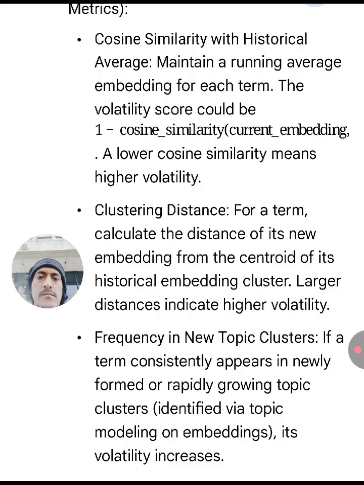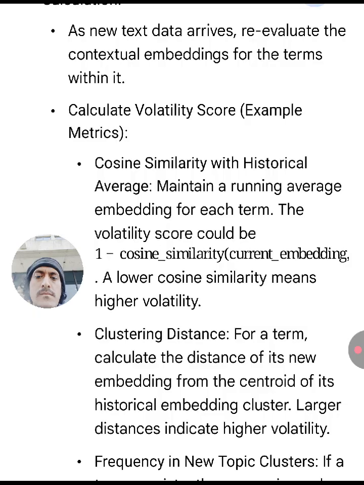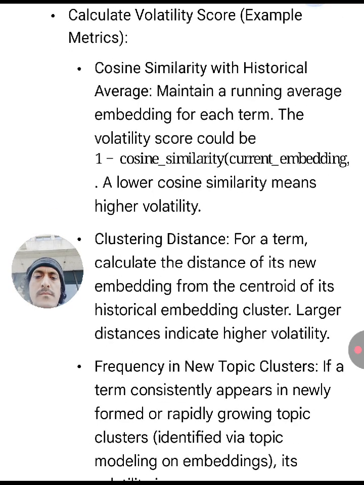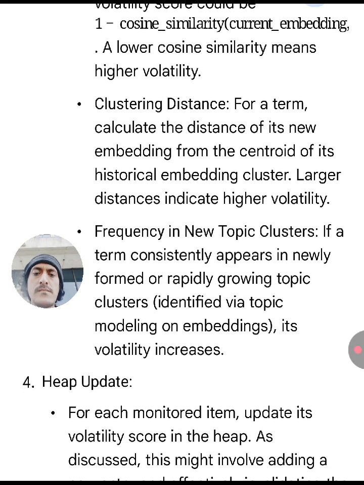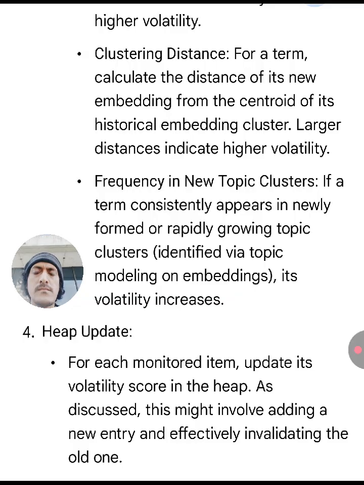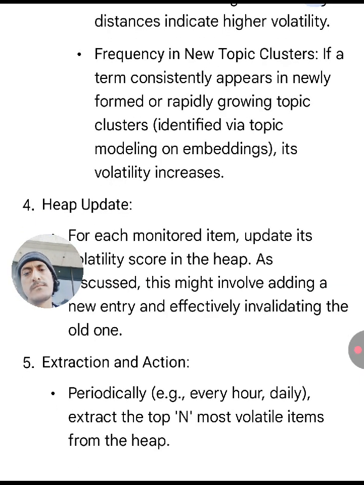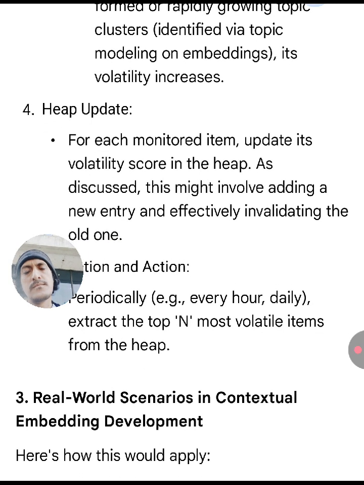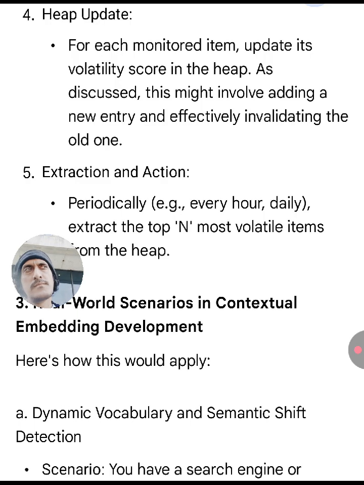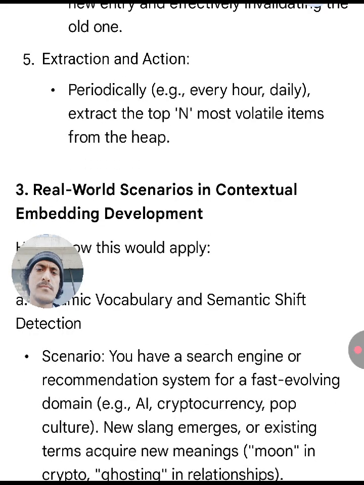Clustering distance. For a term, calculate the distance of its new embedding from the centroid of its historical embedding cluster. Larger distances indicate higher volatility. Frequency in new topic clusters: if a term consistently appears in newly formed or rapidly growing topic clusters, identified via topic modeling on embeddings, its volatility increases. 4. Heap update. For each monitored item, update its volatility score in the heap. As discussed, this might involve adding a new entry and effectively invalidating the old one. 5. Extraction and action. Periodically, e.g., every hour or daily, extract the top, most volatile items from the heap.